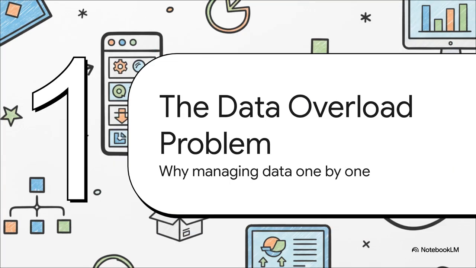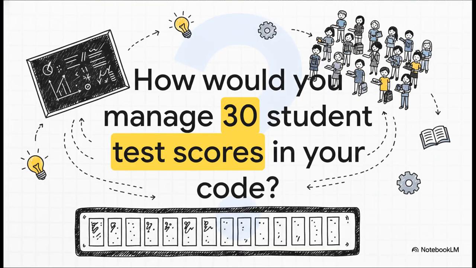Okay, let's just dive right in with a situation that every single programmer hits sooner or later. We've got a whole bunch of related stuff, and we need a way to handle it that won't make us pull our hair out. So let me ask you straight up. Picture this. You've got a class of 30 students. How in the world would you manage all of their test scores inside your code? Just take a second. What's the very first approach that pops in your head?